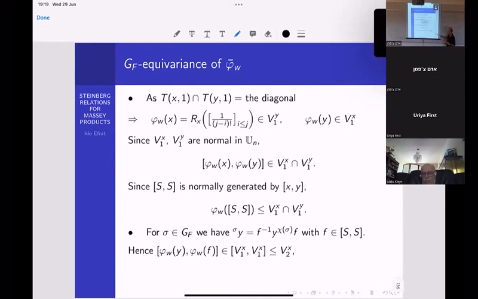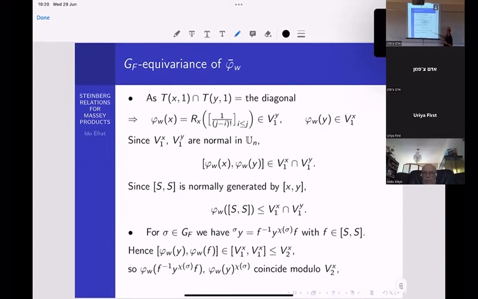Okay, we applied phi W. Phi W of Y was here, so it's on the upper right, the second line. It's in V1x. F is a commutator, so phi W of F is also in V1x. So we get here a commutator, now enters the structure. It is in V2x, which means that V2x, these two images of phi W.